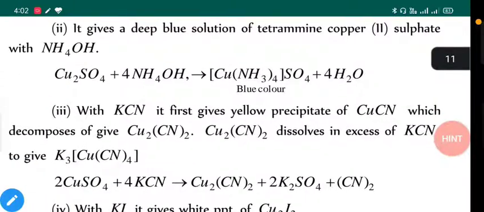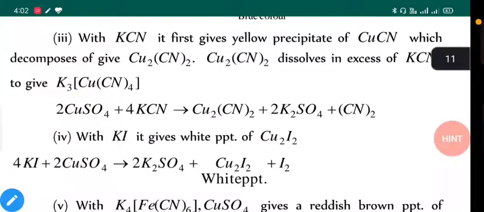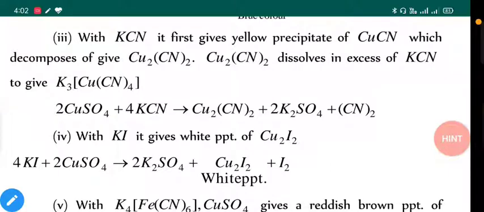It gives a deep blue solution of tetraamminecopper(II) sulfate with NH4OH. Again complex formation: CuSO4 with NH4OH gives [Cu(NH3)4]SO4, which is a complex compound, and it will be tetrahedral in shape. With KCN, it first gives yellow precipitates of Cu(CN)2, which decomposes to give Cu2(CN)2. That means a change of oxidation state from +2 to +1. Cu2(CN)2 dissolves in excess KCN to give K3[Cu(CN)4]. Again, one more complex compound.